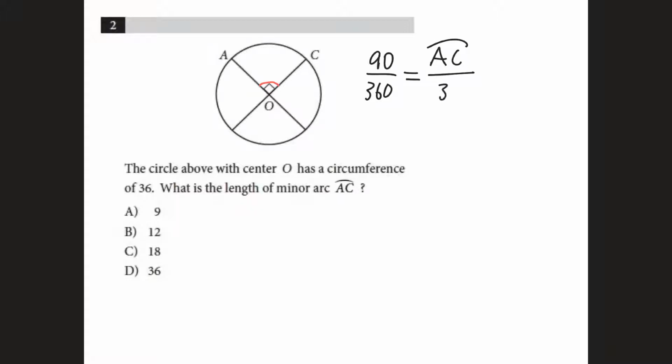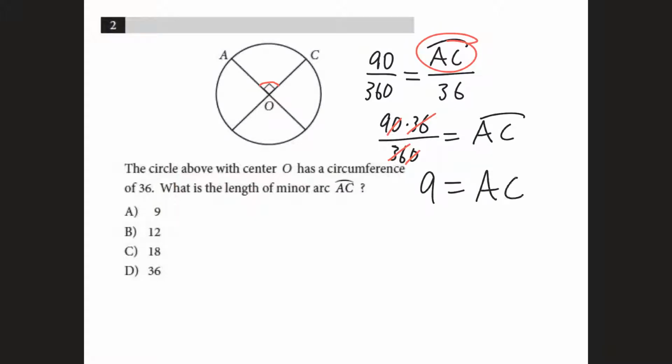The circumference is 36. Okay, we want to isolate the arc, so we're going to multiply both sides by 36, and we'll get 90 times 36 over 360 equals the arc length. Okay, well, I can divide both the top and the bottom by 10. I'll get rid of the zeros, and I can divide the top and the bottom by 30. I'll get the arc length of AC is equal to 9.